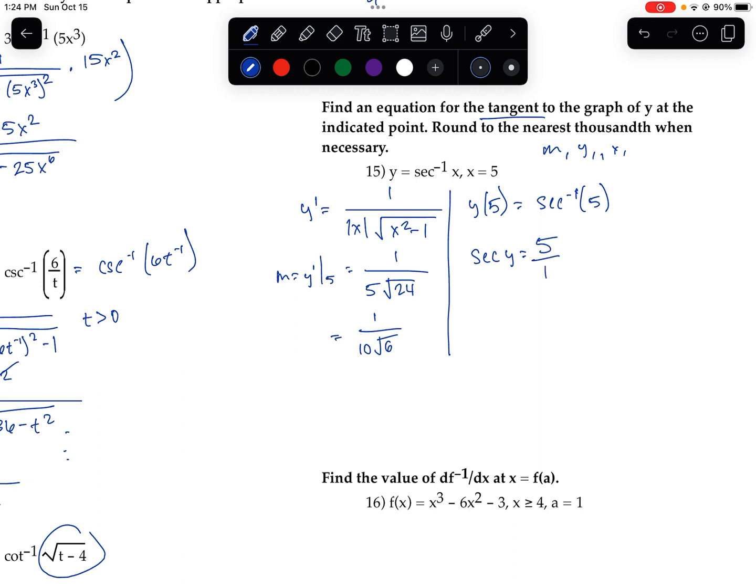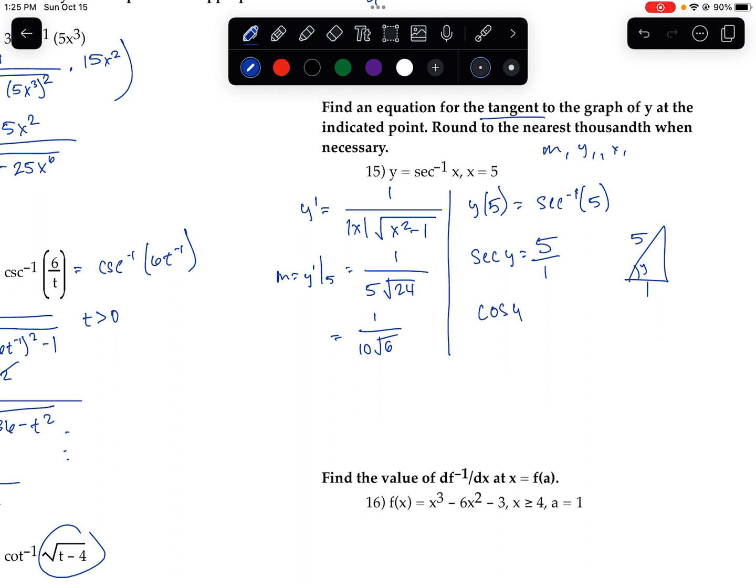I'm going to put it over 1 because remember that secant is a ratio of two sides. Specifically, it's the ratio of the hypotenuse over the adjacent. So in a right triangle, this would represent the hypotenuse and this would represent the adjacent side. So if you were to draw a triangle like such, you'd have 5, 1, and this would be the angle y.